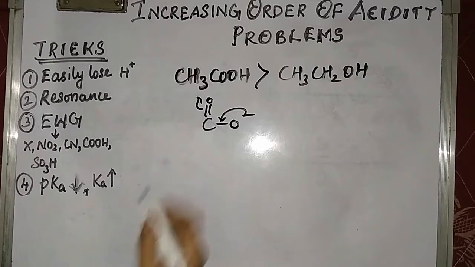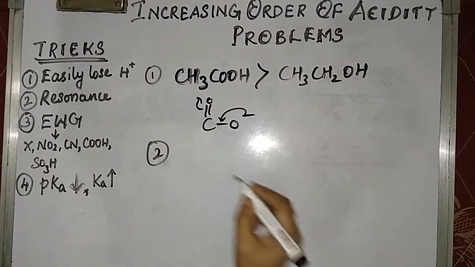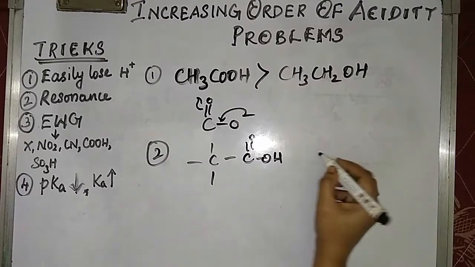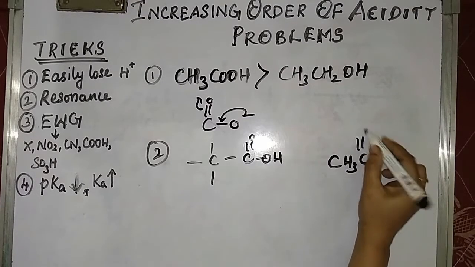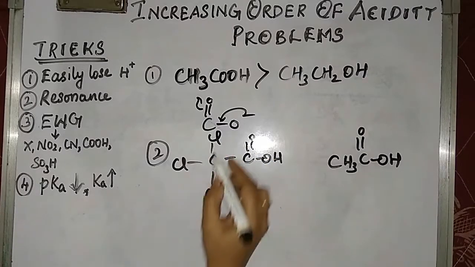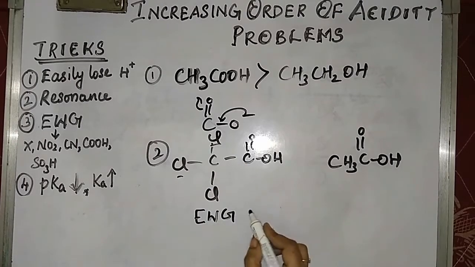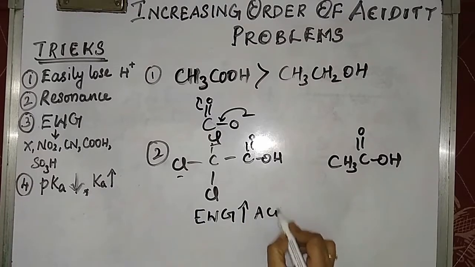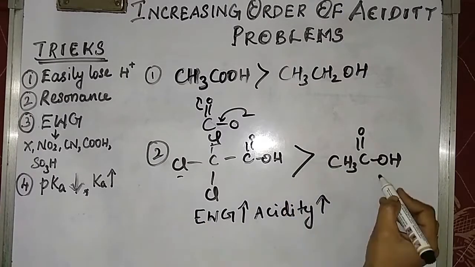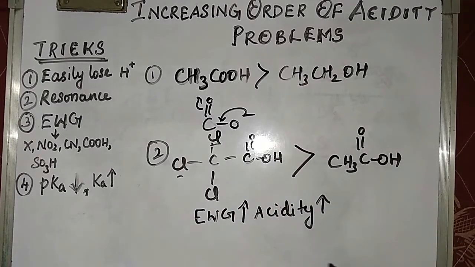The second one, trichloroacetic acid and acetic acid. See here, 3 chlorine atoms are there. These 3 chlorine atoms are electron withdrawing groups. If an electron withdrawing group is present, the acidity increases. So trichloroacetic acid is more acidic than acetic acid.